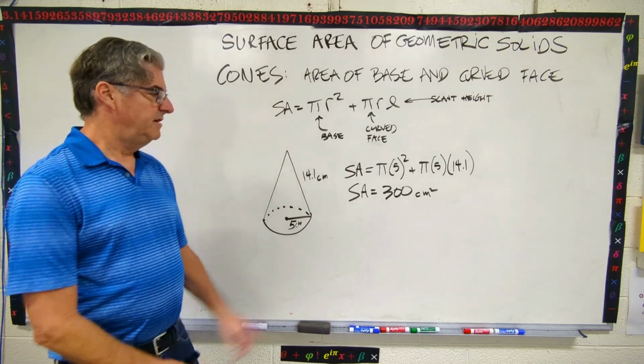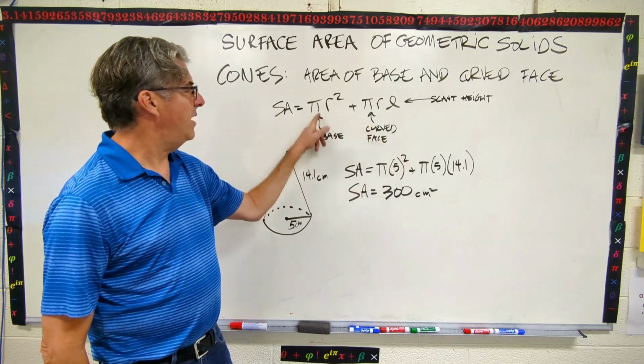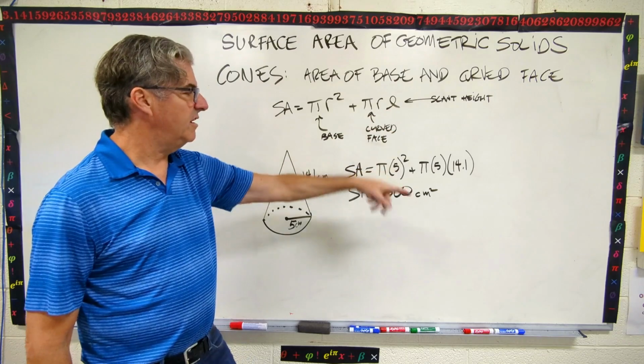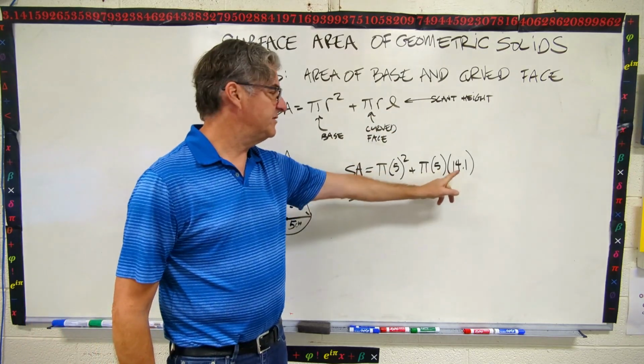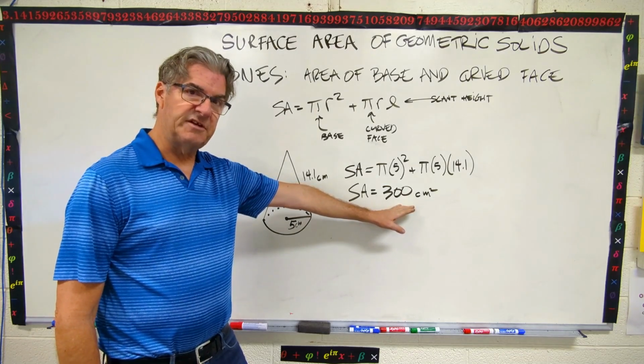All right, let's see how you did. Here's my plug-in using my formula. Pi r squared, 5 is my r, plus pi r L, slant height is L, pi times 5 radius times 14.1 slant height. And when I crunch those numbers, I get 300 centimeters.